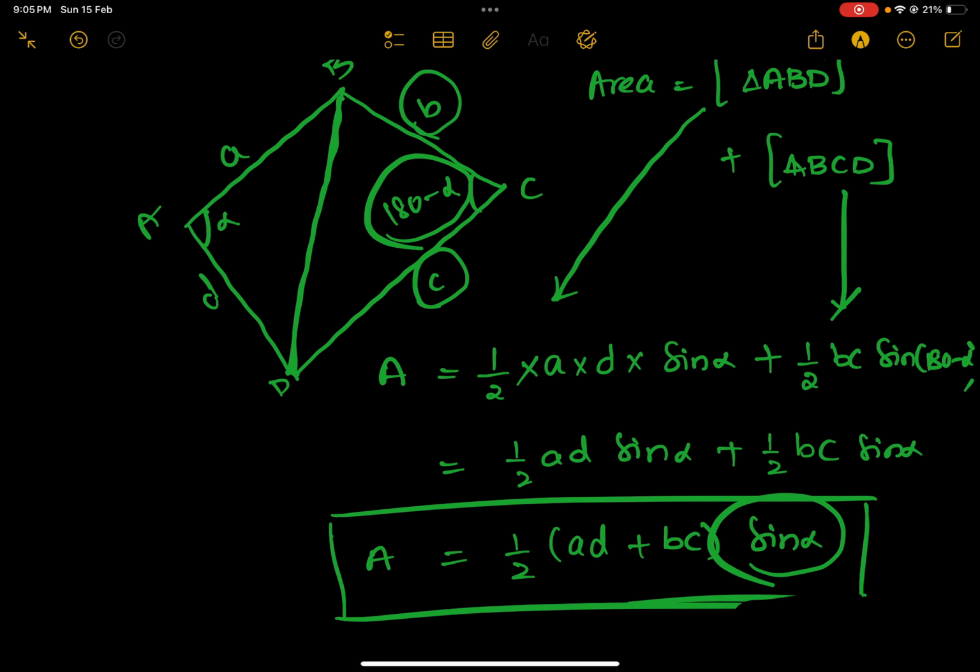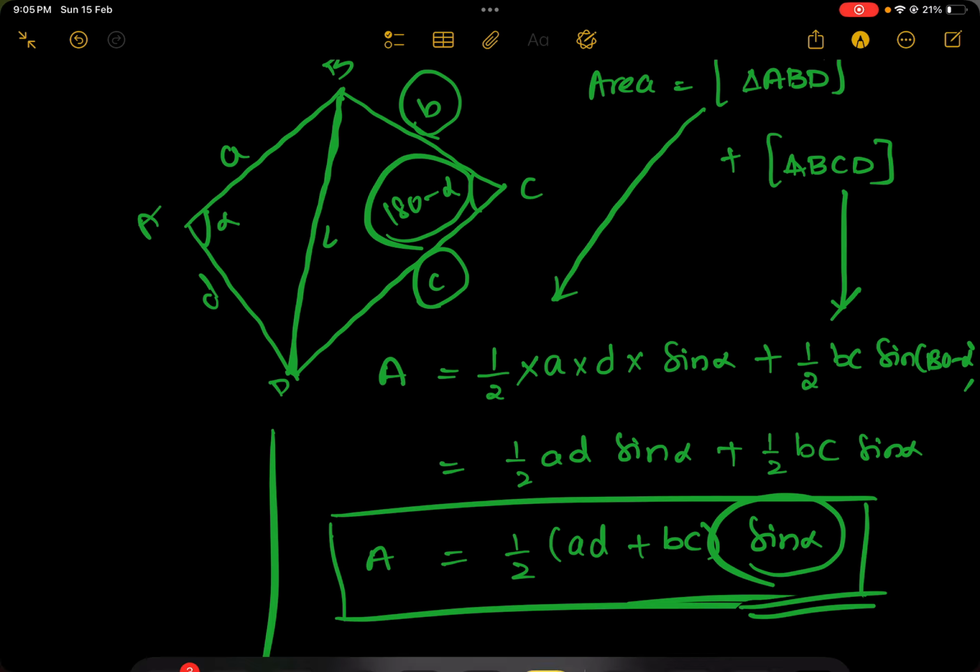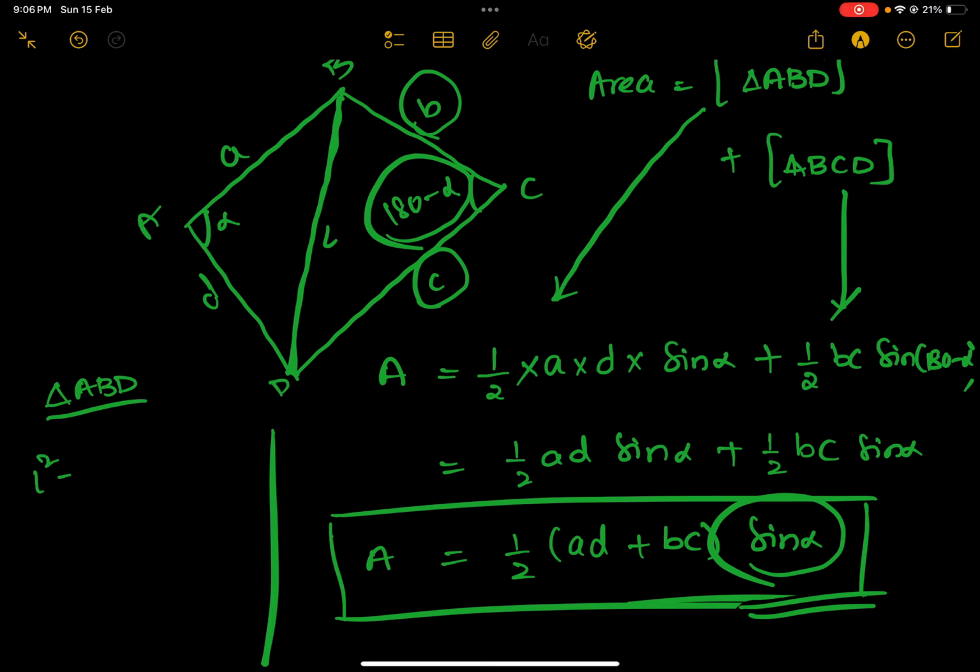So we somehow have to find out the value of sine alpha. Let us do that. How can we do that? Let us say this length is L. So if you apply cosine rule in triangle ABD, you will get L square is equals to A square plus D square minus 2AD cos alpha.